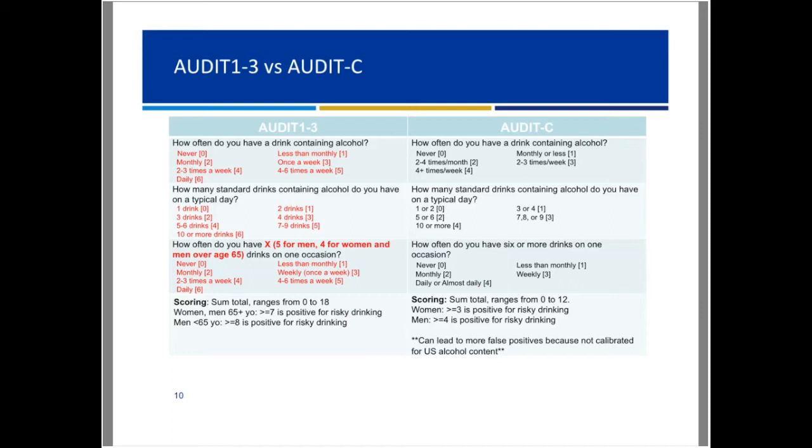So with a practical example, you can see that if a person, a man, drinks 1 drink per day, every day of the week, he or she would not screen positive on the AUDIT-1-2-3, but would screen positive on the Audit C. This is what I referred to earlier as having a high false positive rate, because this person who now screens positive on the Audit C would require additional assessment, additional screening to make sure that the person wasn't having problems with their drinking, whereas that would not happen if the AUDIT-1-2-3 had been administered.